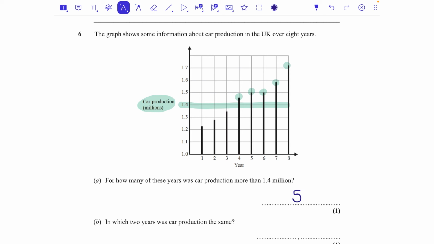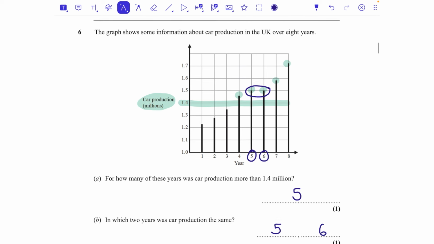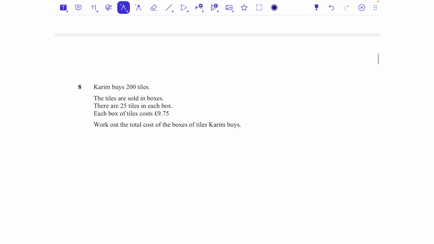In which 2 years was car production the same? That's going to be these 2 years because those bars are level. So we're going to put 5 and 6, years 5 and year 6. That's the only 2 bars that are the same. And that's it.